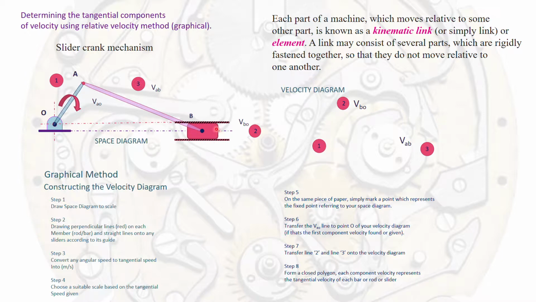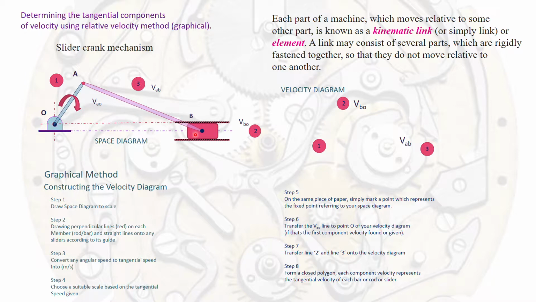Now the next part is the piston, the piston that is within this guide here. The guide restricts the piston to move only in the horizontal direction, parallel to the guide. So for the piston or the slider, you should draw a line, the blue line here, that is parallel to the direction of motion of the slider or piston. I have drawn a horizontal line across, which represents the velocity of the piston or slider relative to the fixed point O.